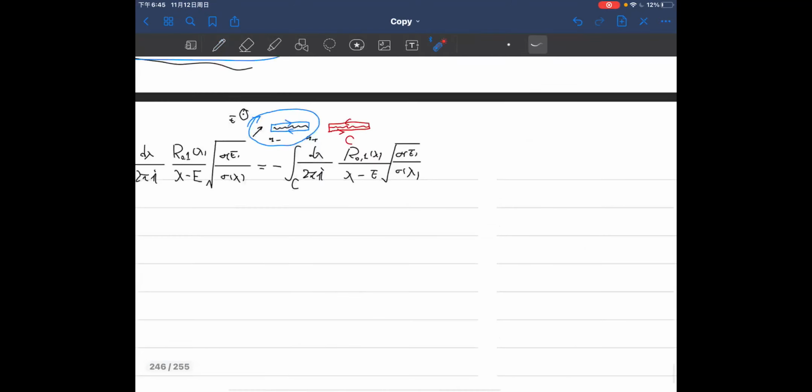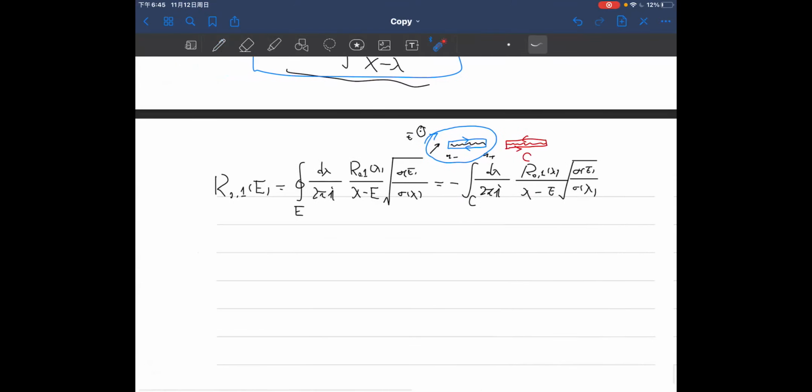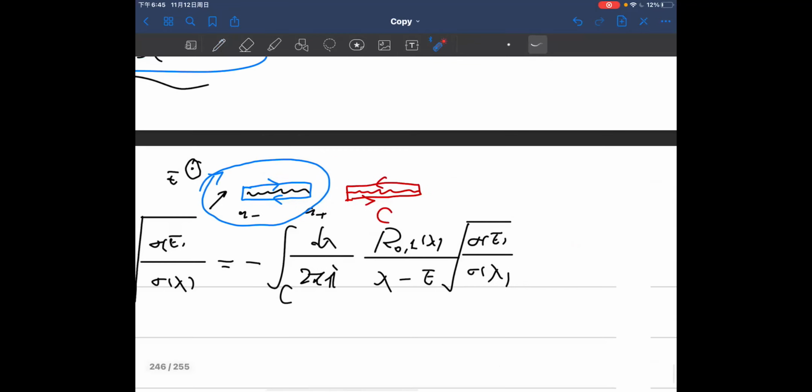So how to transfer this integral? Let me see. Oh, that's easy. That's quite easy. We can multiply by half over here. Then we can split this function into two pieces. That is two pieces, that is two contours. Then, let me see, two contours. This one should sum over this one.